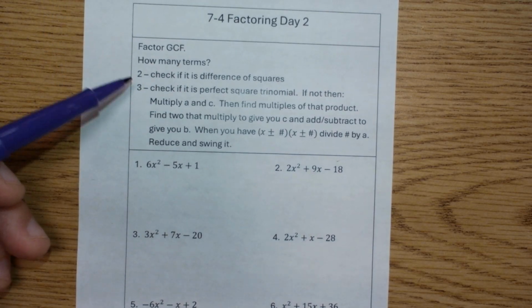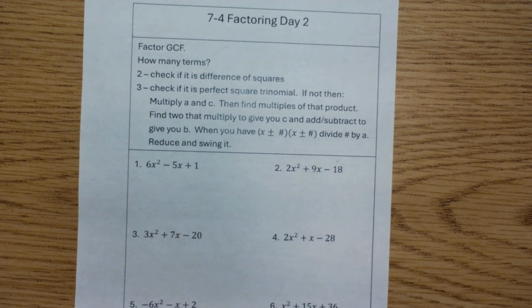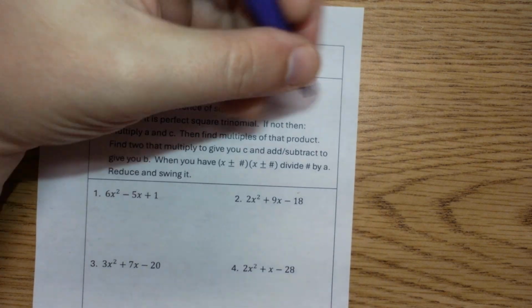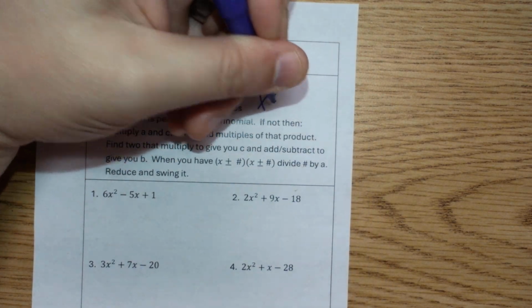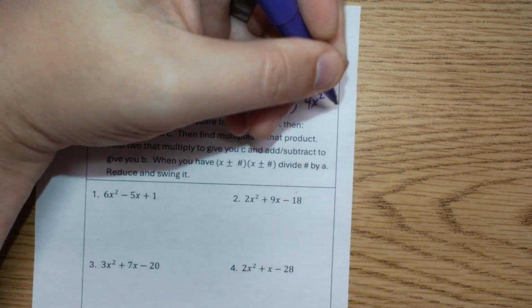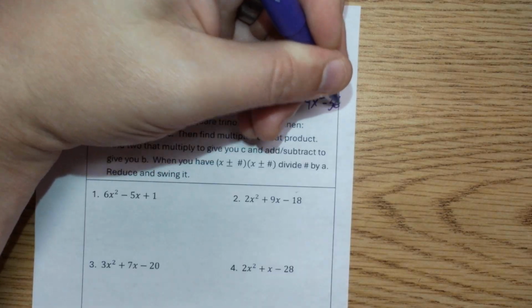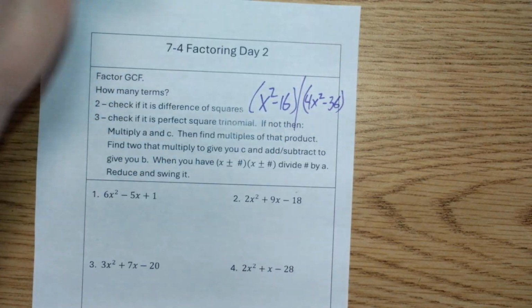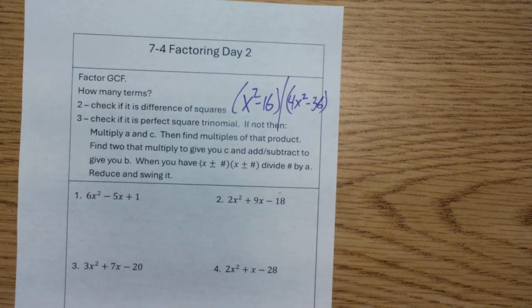Then we're checking for difference of squares if it's two terms. Remember, difference of squares would be like x squared minus 16 or 4x squared minus 36. Okay, something like that for difference of squares. If there's a plus sign in the middle, it is not difference of squares. Yeah, we can also check for perfect square trinomial, but if we don't have that, then we'll do slip and slide and solve it like we're going to do a couple of these.